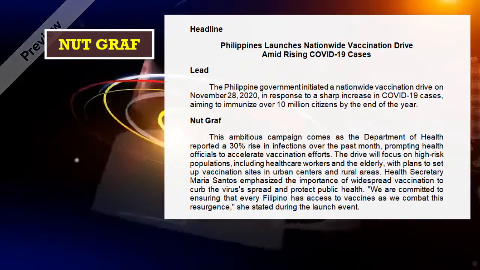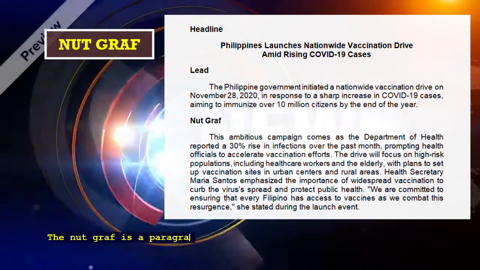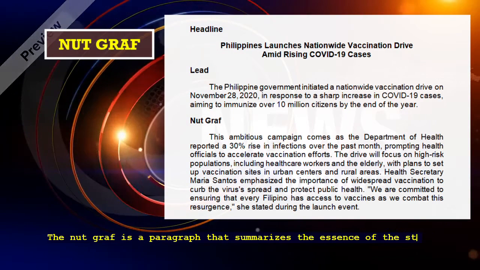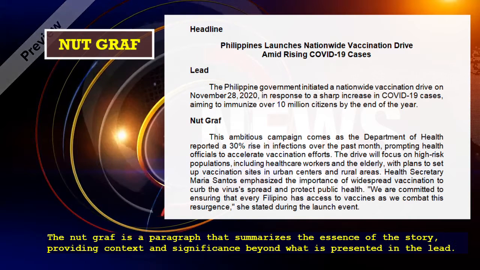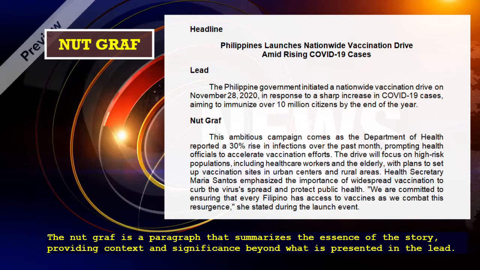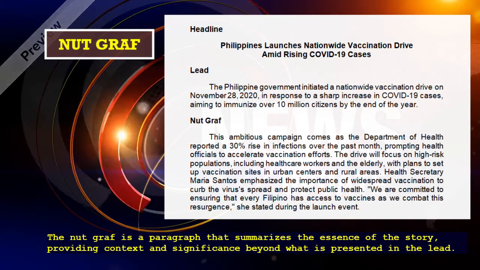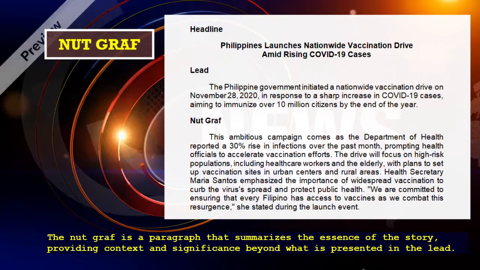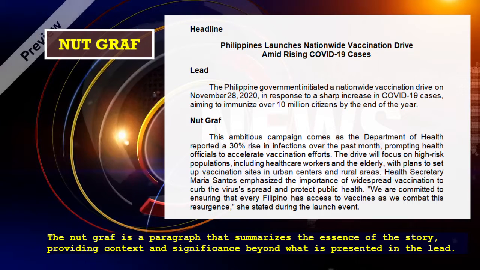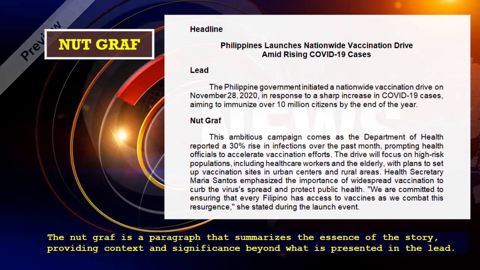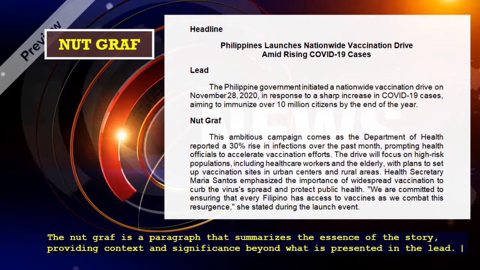3. Nut graph. The nut graph is a paragraph that summarizes the essence of the story, providing context and significance beyond what is presented in the lead. It helps readers understand why the story matters and what they can expect from the article. The component is vital for maintaining reader interest, especially if they only skim through the article.